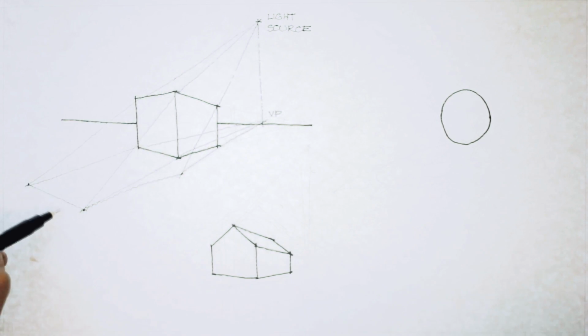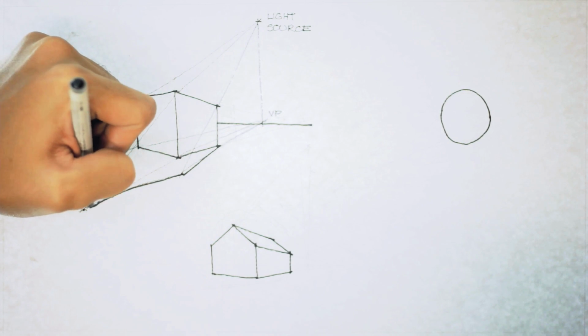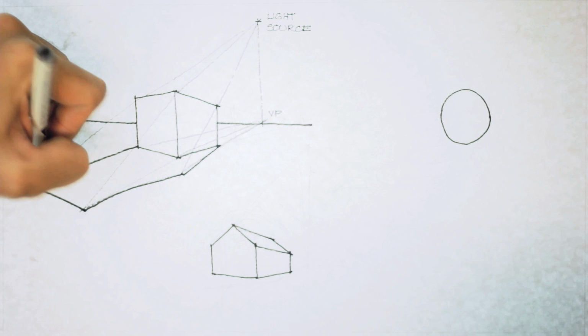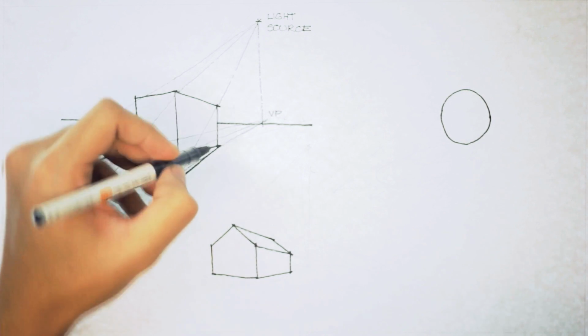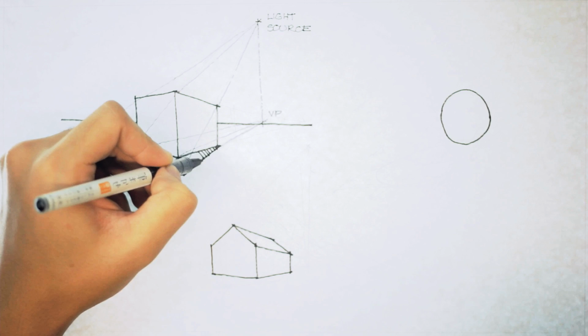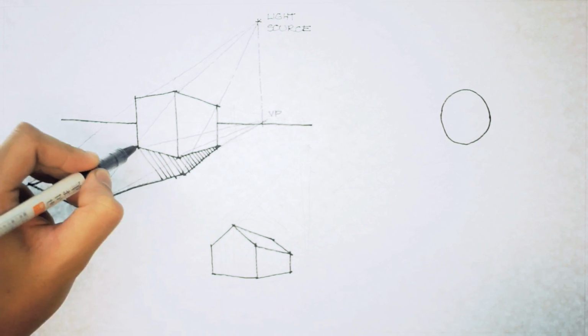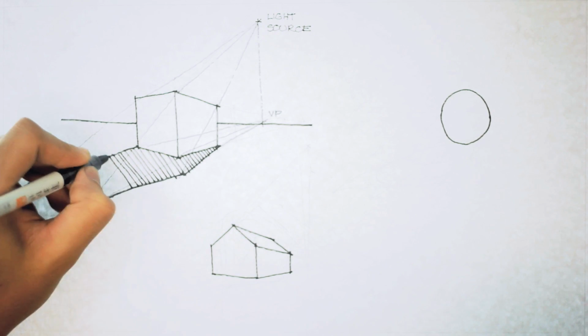After that, what you need to do is to connect each point together, so you will have the outline of your shadow. What you need to do next is to hatch your shadow part so we can see the contrast of your drawings.